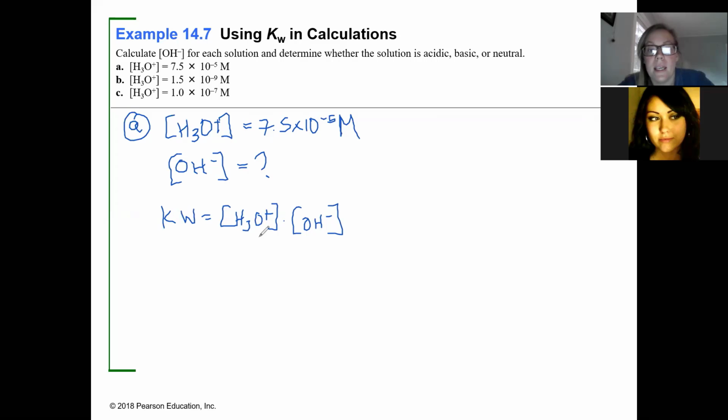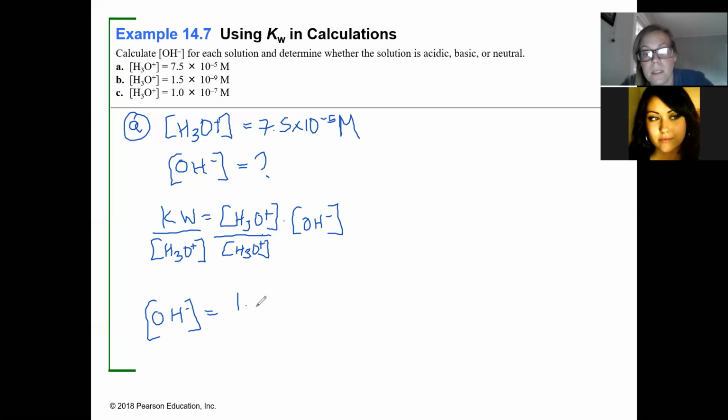So I know this thing here. I want to solve for this, so I need to get this by itself. In order to do that, I'm going to divide this side by the H3O plus concentration, and I'm going to divide this side by the H3O plus concentration. So here is my value. OH, specifically OH minus, should equal my KW, and that's 1.0 times 10 to the negative 14, divided by whatever my H3O plus concentration is.